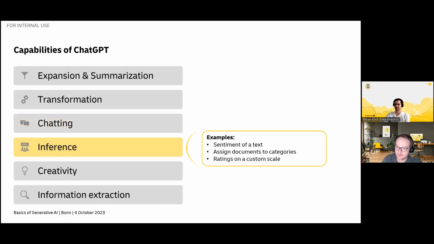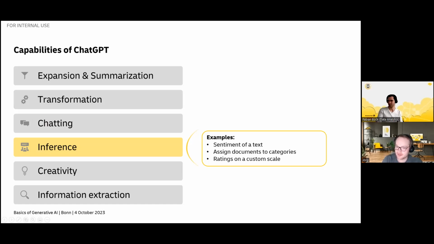Okay. Then you can basically use ChatGPT for inference. So what would you call it as a human? It would be like reasoning tasks, like what is the sentiment of a text, for example? So is it positive, negative? Assign documents to categories. That is something we have done within the company.